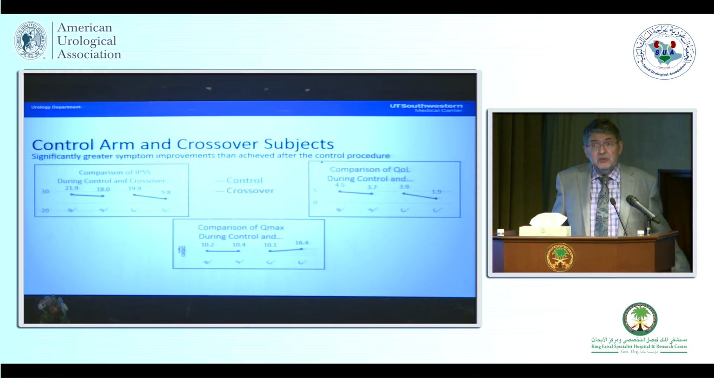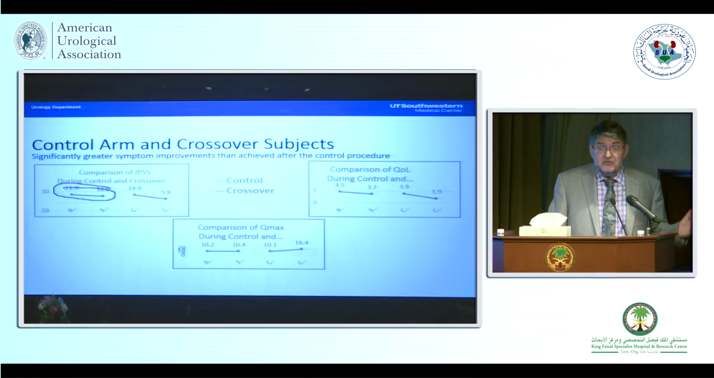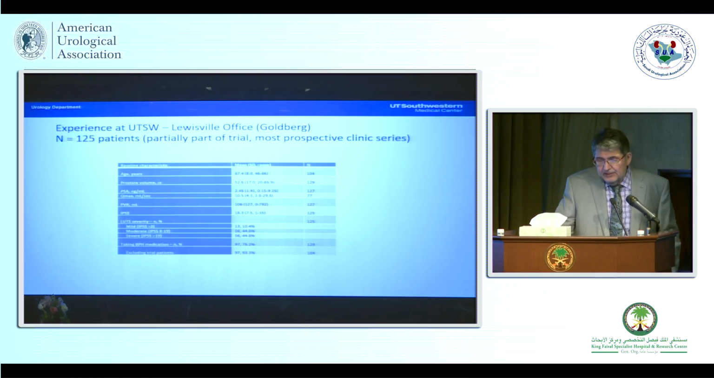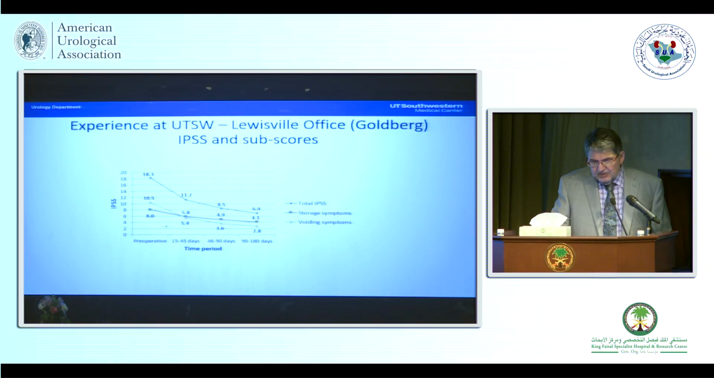They did also a crossover study, i.e. the sham-treated patients were given the real treatments, and during the sham period, they had a marginal placebo effect, sham effect, regression to the mean effect, but the real treatment induced a decrease from 20 to 10 points and a flow rate improvement from 10 to 16. So it proved to be successful. We treated in a clinical series about 125 patients, and we found very similar results.